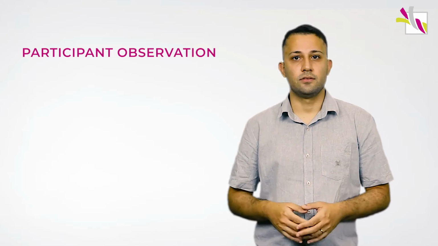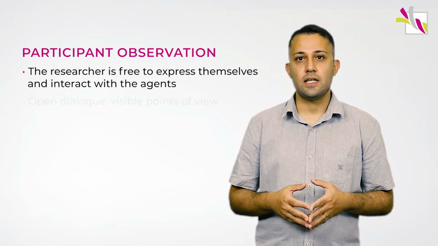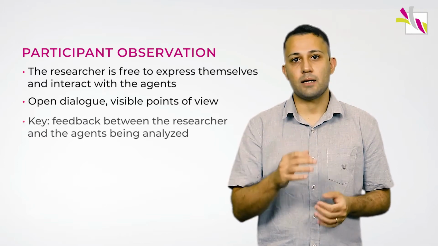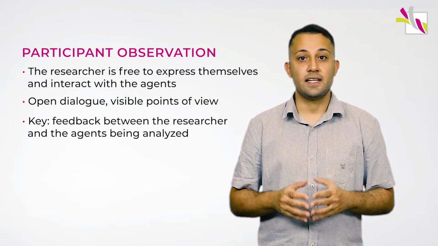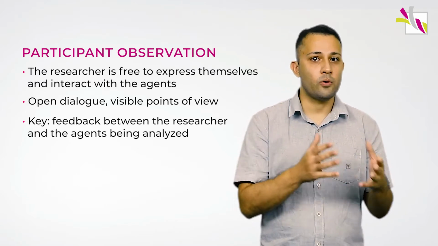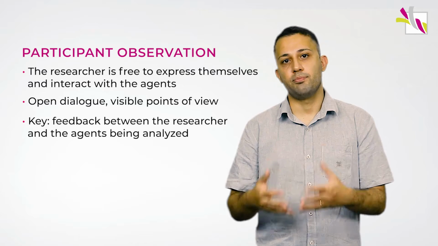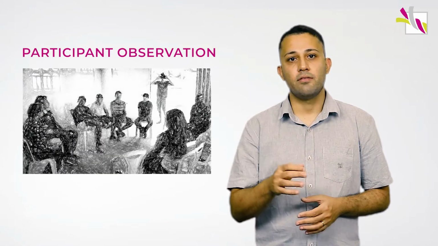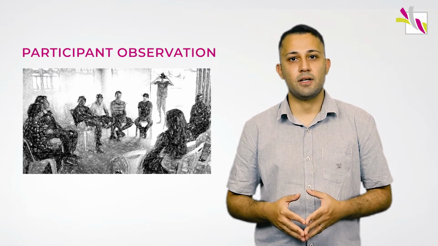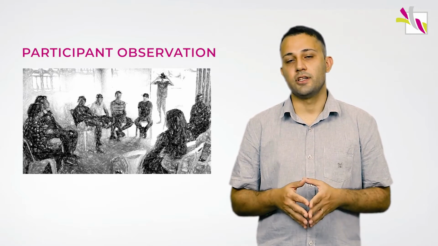In participant observation, on the other hand, the researcher is free to express themselves and interact with the agents. It opens a free dialogue and exposes the researcher's point of view about the topic. The feedback between the researcher and the agents analyzed is the key point of this method. This method is suggested for those who intend to work with practical questions and have research aimed to propose changes in the state of the effects of the population analyzed. However, it's important to be careful in this approach, to not be very tough with some hard academic approach and neglect the feedback from the population, as this can create an adverse result.